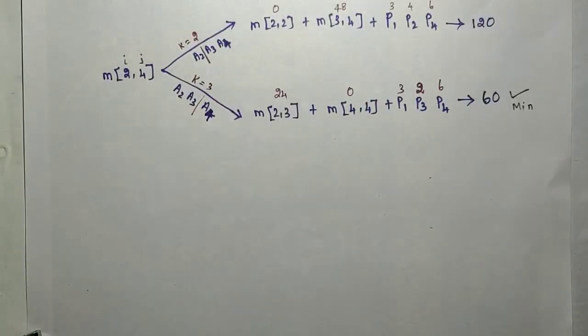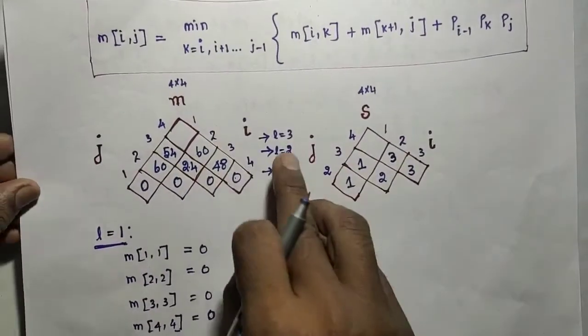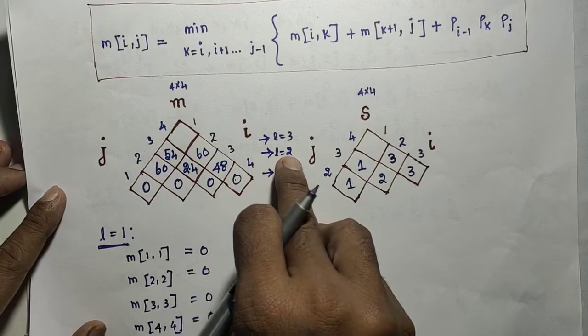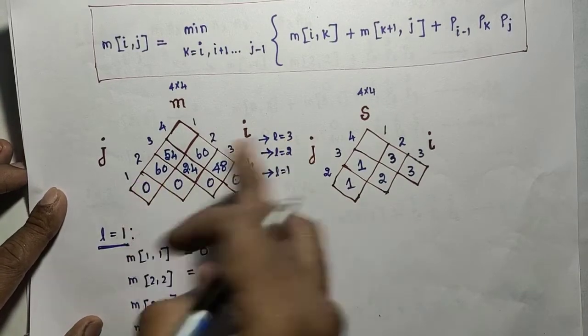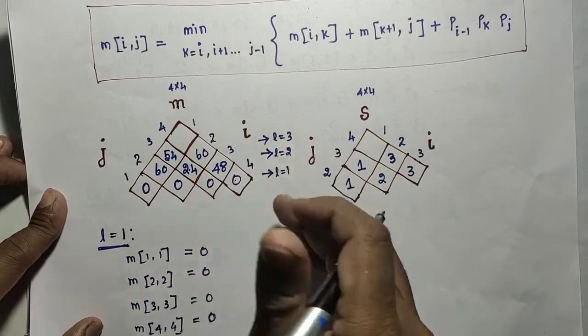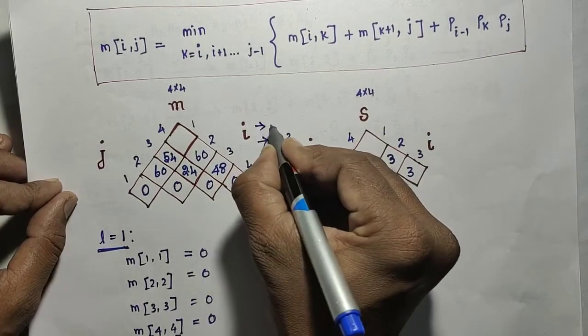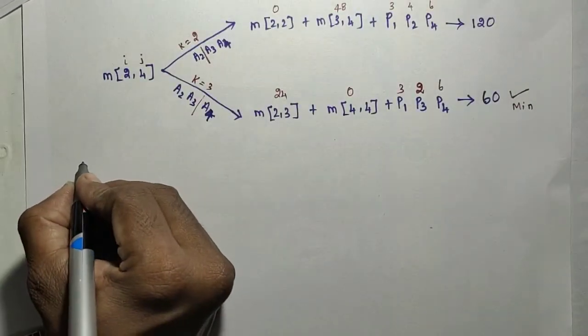So now we have completed the length equal to 1 subproblems, length 2 subproblems, length 3 subproblems, everything is over. Now finally we need to find the length equal to 4 subproblem, the last one.